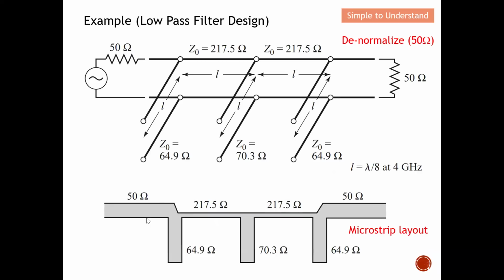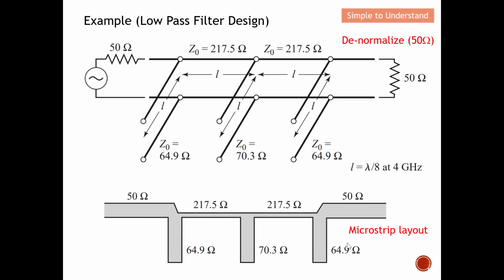So this shows you the diagram of a microstrip line layout. So this is the input, this is the output port. This is actually the input port. And all this basically is the characteristic impedance from here, 64.9. Okay, this is the so-called connecting line, 217.5. And this is from the capacitor, which is 70.3, etc.